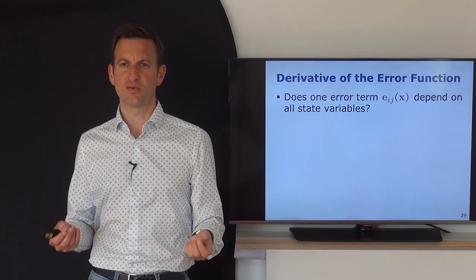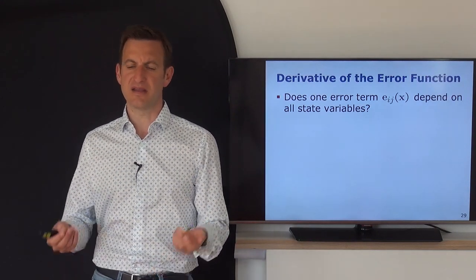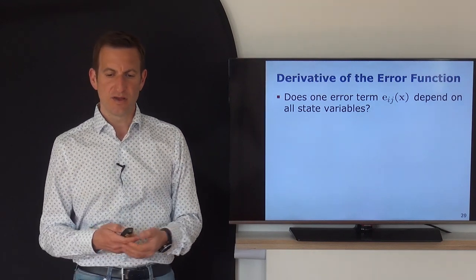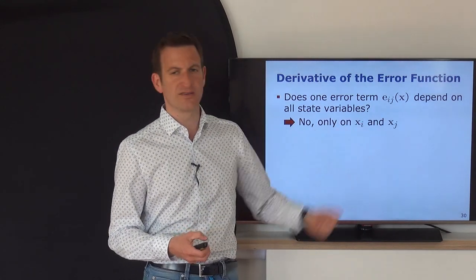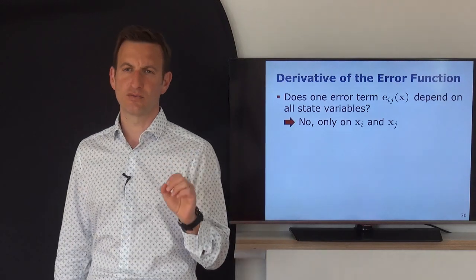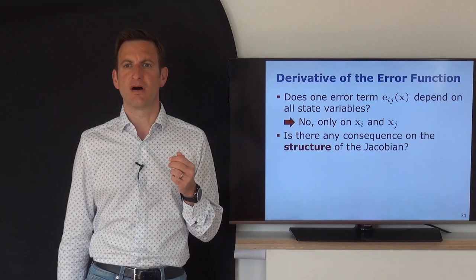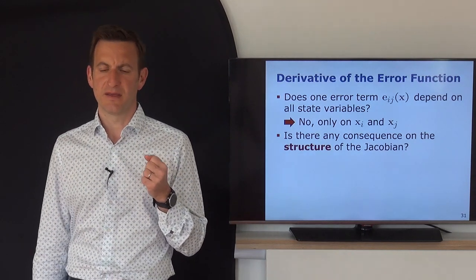So there are just two poses, namely the pose with index i and the pose with index j, on which this actually depends. So this depends only on xi and xj. And this will play an important role because it has an impact on the structure of the Jacobian that is involved in this.